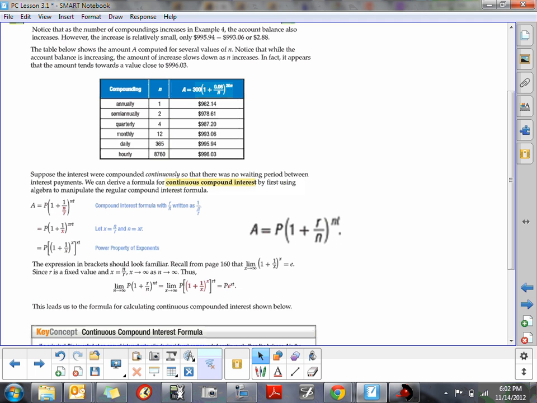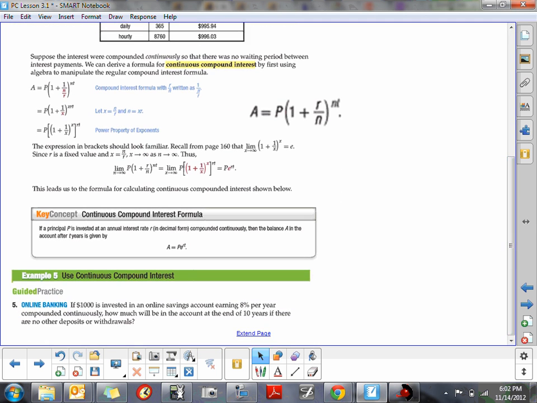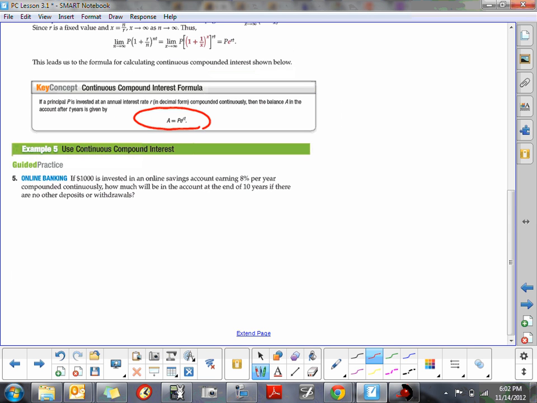If you still have other concerns or questions about that, just ask me in class. We'll go through it and I'll try to make more sense of it with you then. So what they're going to come up with is a nice little formula for continuously compounded interest, which means there's interest upon interest at every moment.